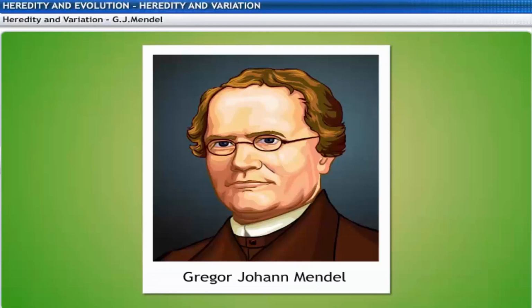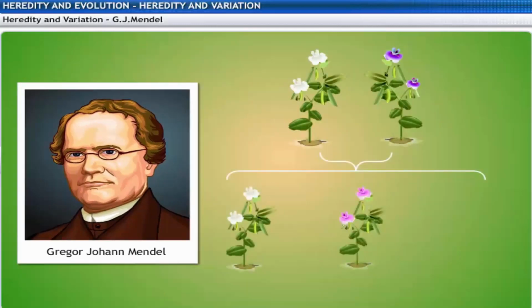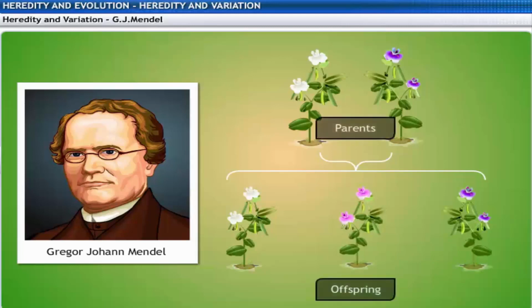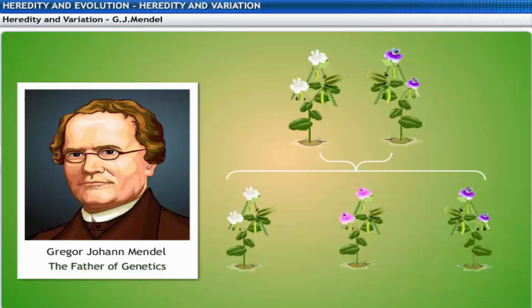Gregor Johann Mendel was the pioneer among geneticists who discovered the concept of inheritance of characters or traits from parents to offspring. He proposed the principle of inheritance and is known as the father of genetics. He experimented with pea plants and found variations among them. Later, these variations were found to be genetic variations.